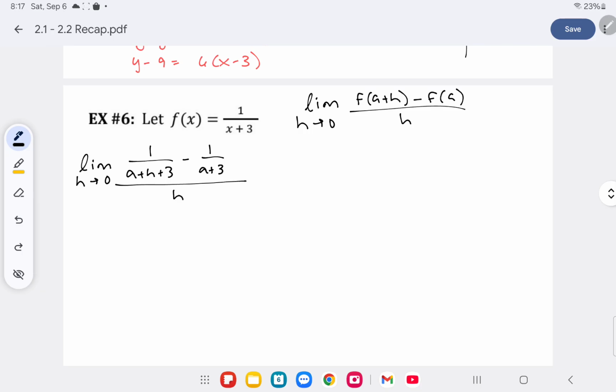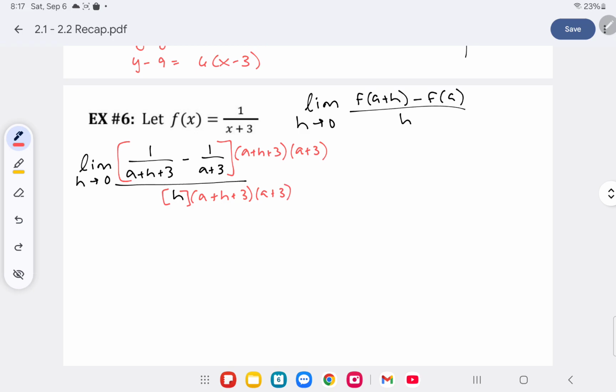Now this one's tricky because we've got a complex fraction. We have fractions within fractions here. And to get rid of fractions within fractions, we need to multiply everything by the common denominator. In this case, we have two different denominators. Our first denominator is a plus h plus 3, and our second one is a plus 3. So we have to multiply by both of those. To get a common denominator, you cannot just add h to the second one.